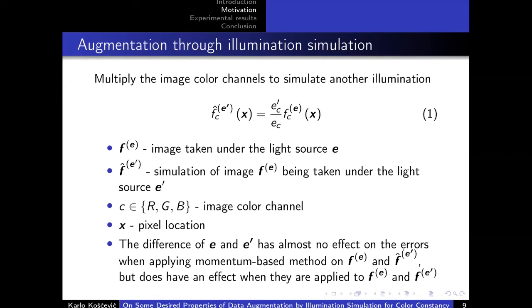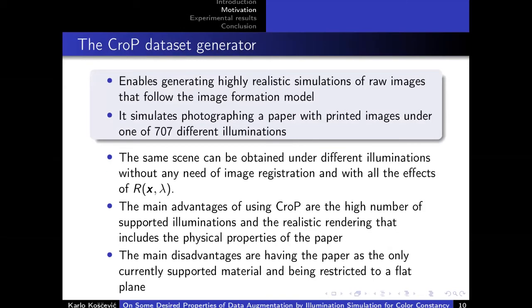We wanted to perform some experiments where we would get more insight into how these real augmented images should behave. In order to perform such experiments, we have to be able to obtain images of the same scene under various illuminations. We found a suitable solution in using the CROP dataset generator, which enables generating highly realistic simulations of raw images, which follow the linear image formation model I described in the beginning. Basically, CROP simulates photographing a paper with printed images under one of 707 different illuminations.